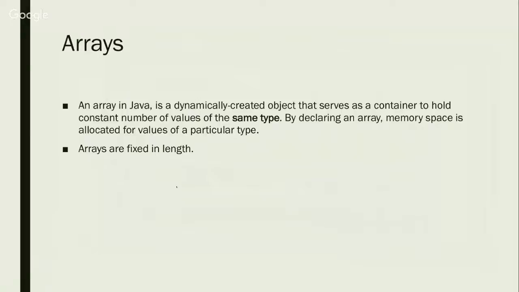By declaring an array, memory space is allocated for values of a particular type. Arrays are fixed in length. So if you need 10 numbers in your list, then that's all you can have in that array. You can't change your mind halfway through because that's just not how arrays work.